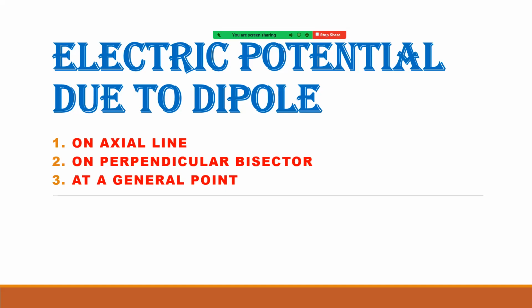Hi students. In this lecture, I am going to discuss electric potential due to dipole. In the last class, we discussed calculation of electric field due to dipole, right? Now this is about electric potential due to dipole. First we discuss on axial line, then on perpendicular bisector, and third one at a general point. Okay, let us see now.